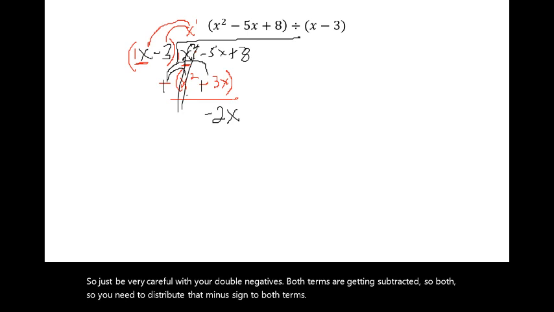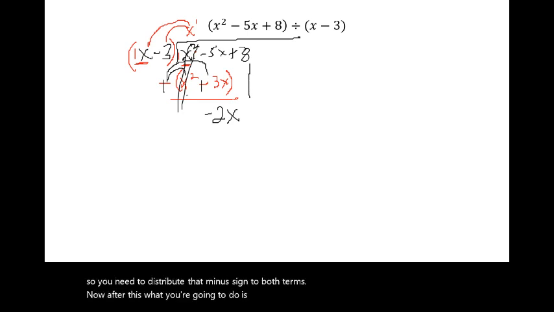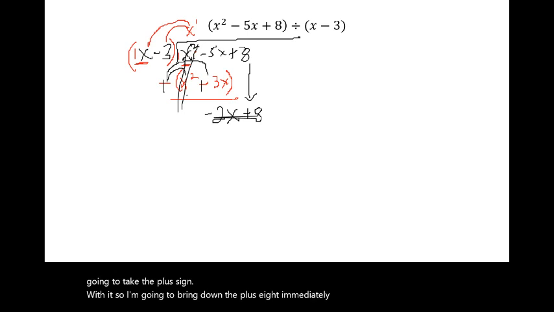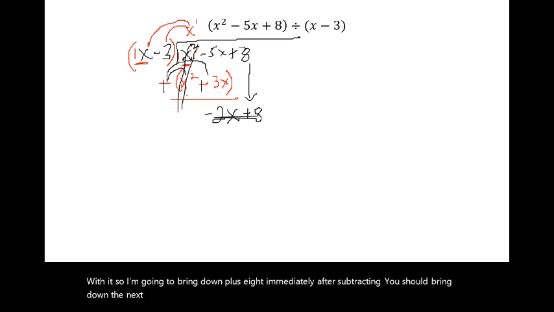Now, after this, what you're going to do is bring down the next term, and you're going to take the plus sign with it. So I'm going to bring down the plus 8. Immediately after subtracting, you should bring down the next term and then any sign to its left. So immediately after subtracting, bring down the next term.